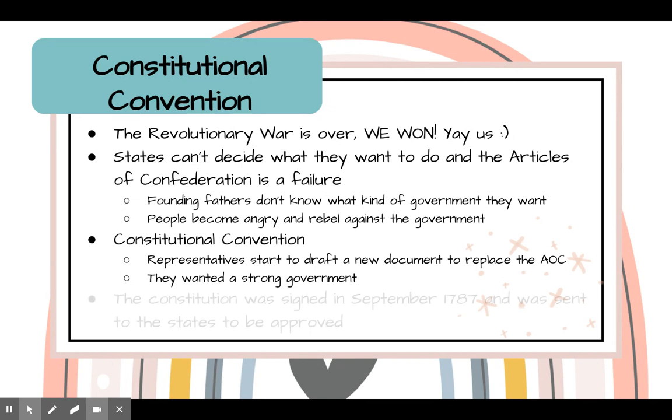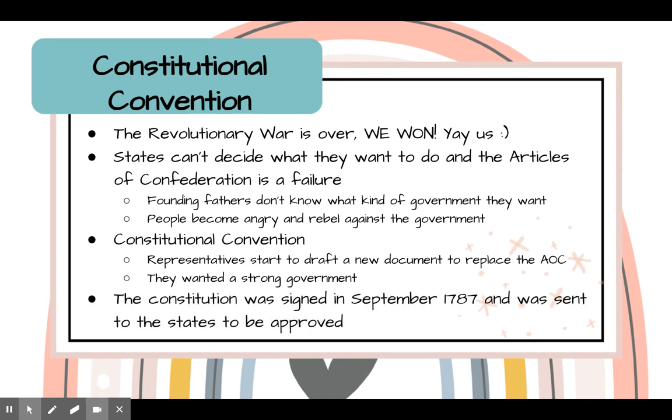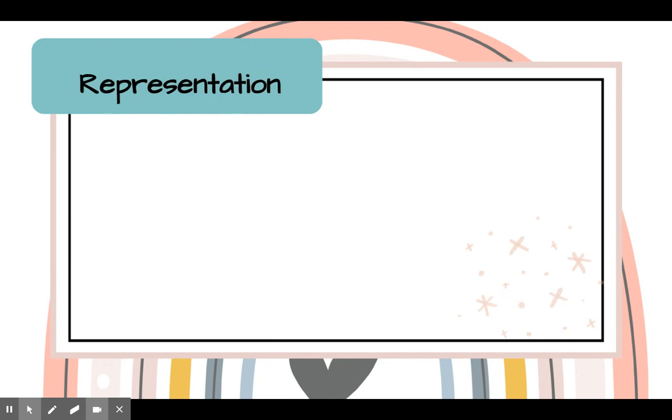They wanted a strong government based off of, the weak government doesn't work. So the Constitution was signed in '87 and was sent to the states to be approved. In '89, I believe it was when it was put in place. So they had a few issues that we're going to talk about as far as going back and forth on what they wanted. First was representation.